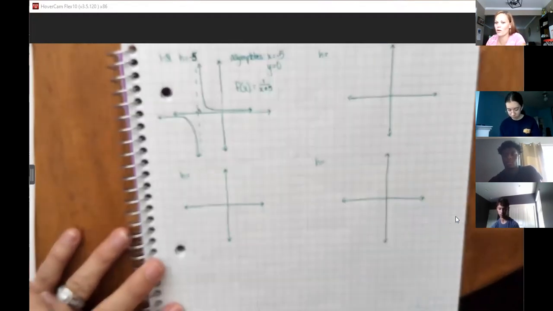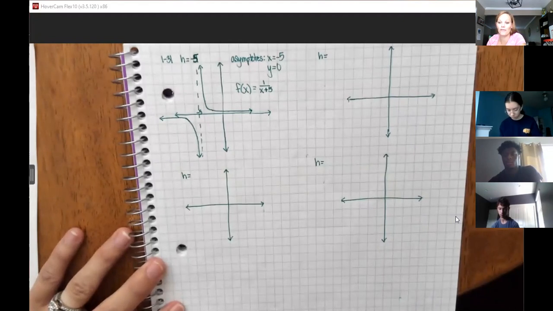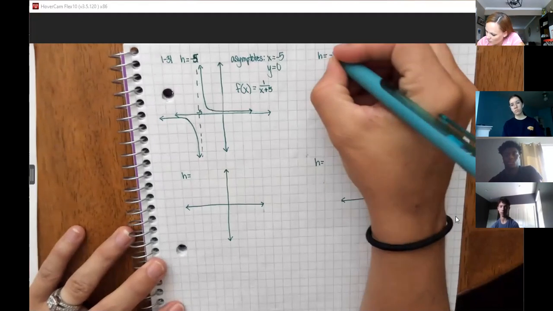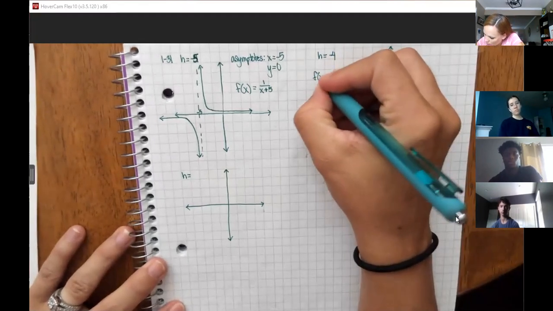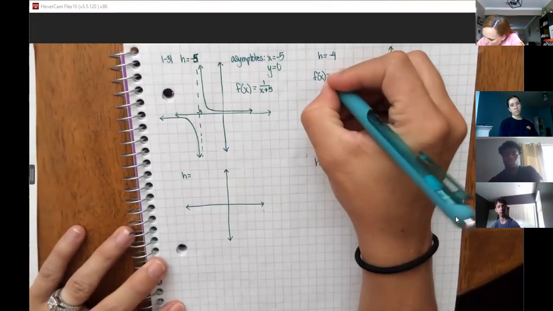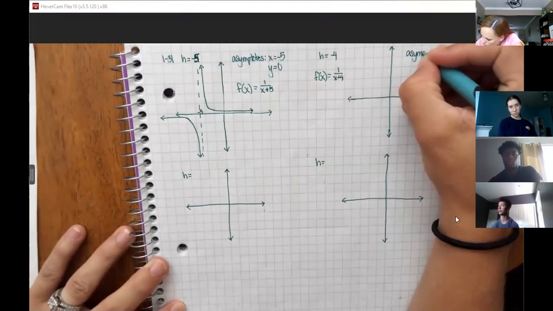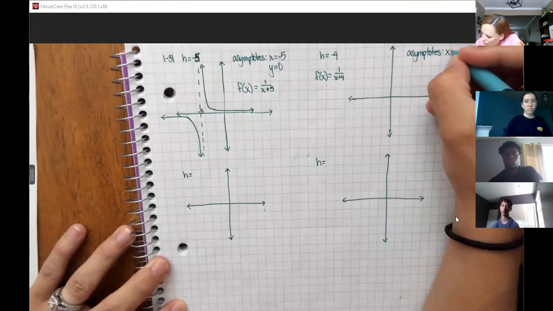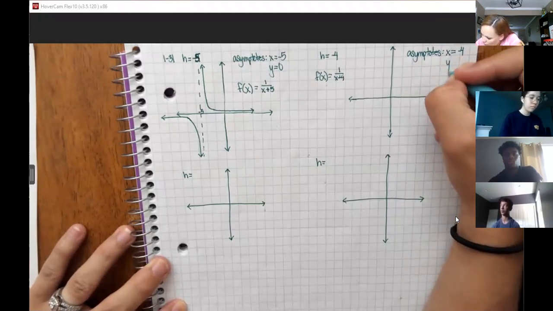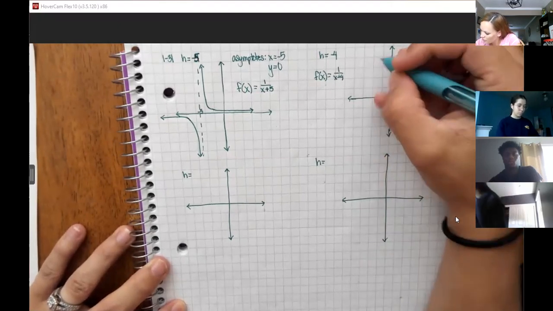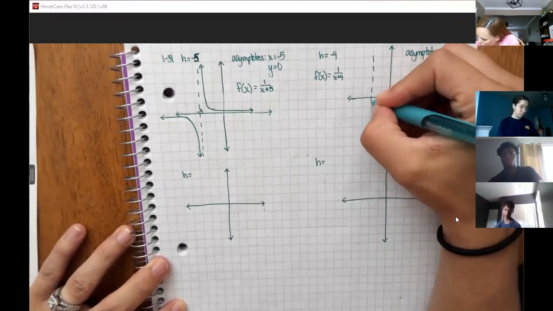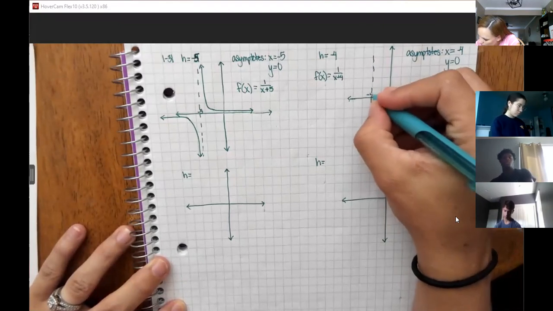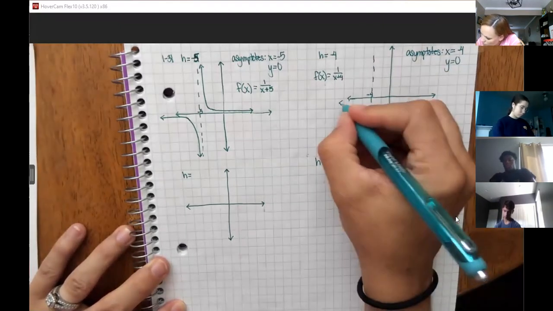We're going to put 3 more on here. Yeah, go ahead. My h value was -4, and my asymptotes were y equals -4 and x equals 0. Or did I have that backwards? Yeah, those are backwards. Okay, so x equals -4 and y equals 0. So here, that's -4.